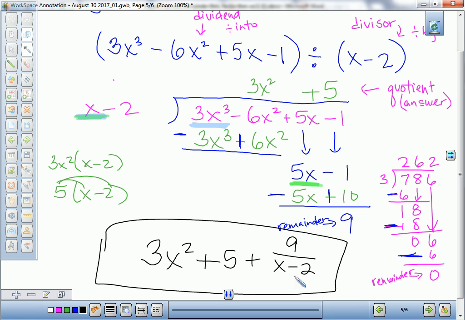It will, which means I won't give you very many. So if you're doing a test on this, you're probably going to have one that you have to do with long division. Because you're right, long division takes a while. Which is why it's really nice to have that shortcut, synthetic division.